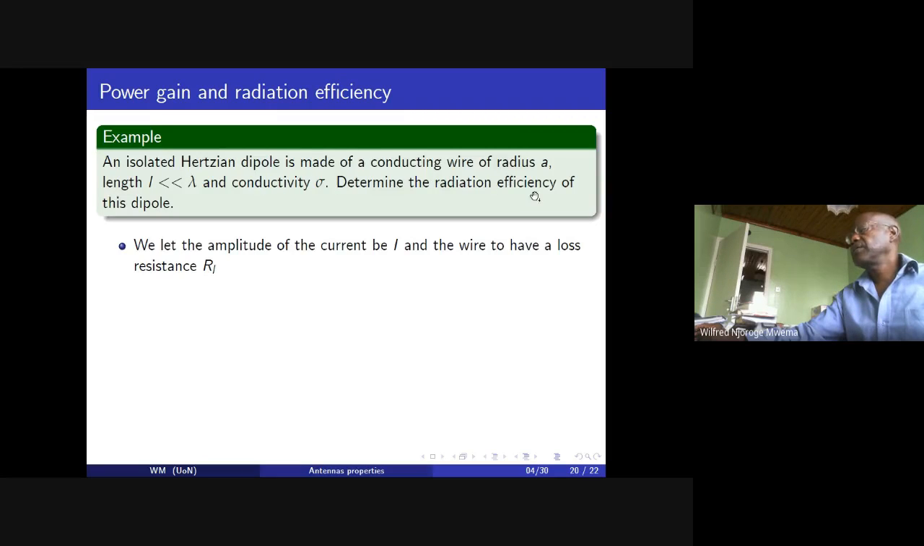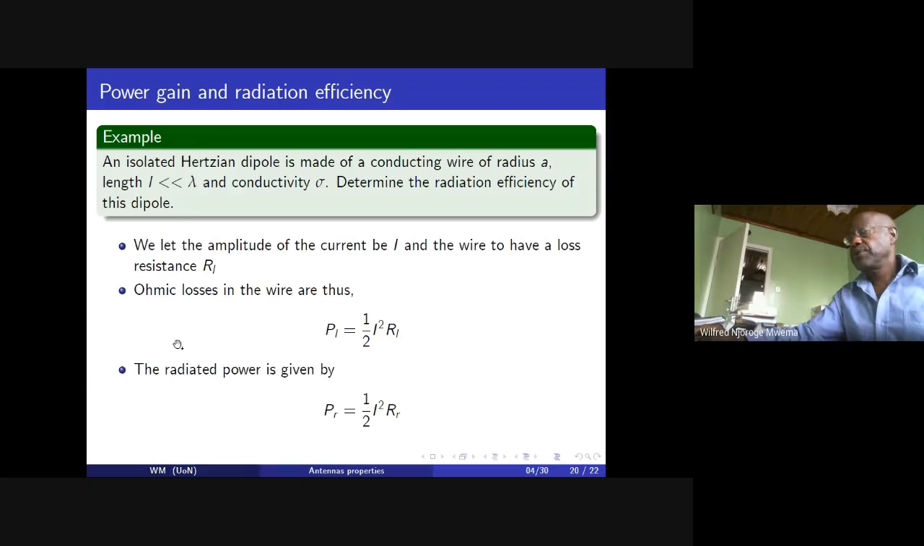Determine the radiation efficiency of the dipole. So we let the amplitude of the current be I, and the wire to have a loss resistance that we call RL. So ohmic losses in the wire will therefore be given by PL equals a half I squared RL. So the radiated power is given by PR equals a half I squared multiplied by the radiation resistance RR.